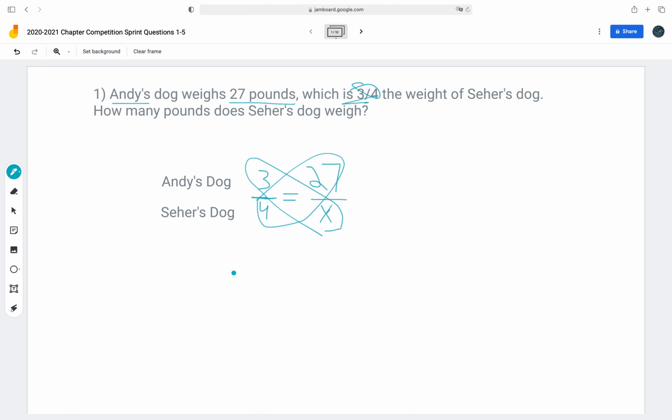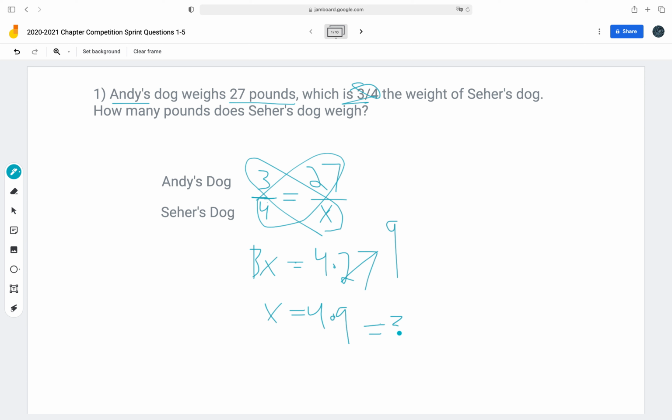Now there's no need to actually multiply this out. If you want, you can do it, but there's no real need. 4 times 27, because automatically you can take the 3 out. So X equals, you can divide both sides by 3. So 27 divided by 3 is 9. 4 times 9, which is 36.